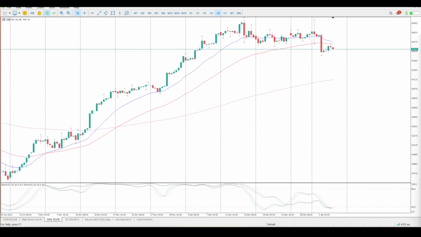Good morning, everybody, and this is your DAX day trade setups for today. So nothing really got going yesterday.